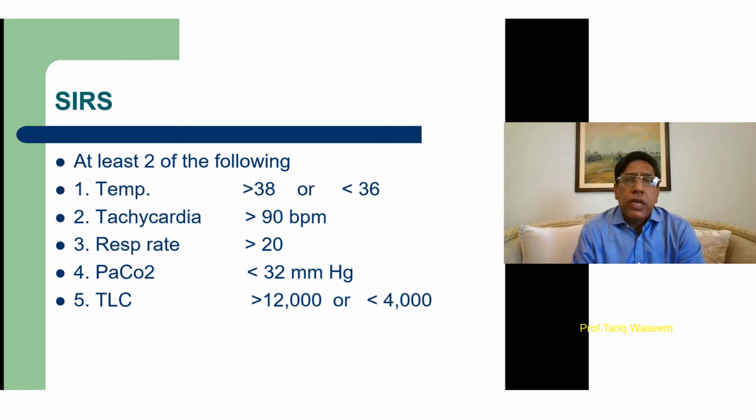Now, to label someone as having initiation of systemic inflammatory response syndrome or having sepsis, you need to have two of the following five parameters. Someone who has been febrile or having high-grade fever, more than 38 degrees centigrade, or the reverse may also be true, that is hypothermic. Both hypothermia or hyperthermia in the setting of any bacterial, viral or chemical insult would be one of the features of systemic inflammatory response syndrome.